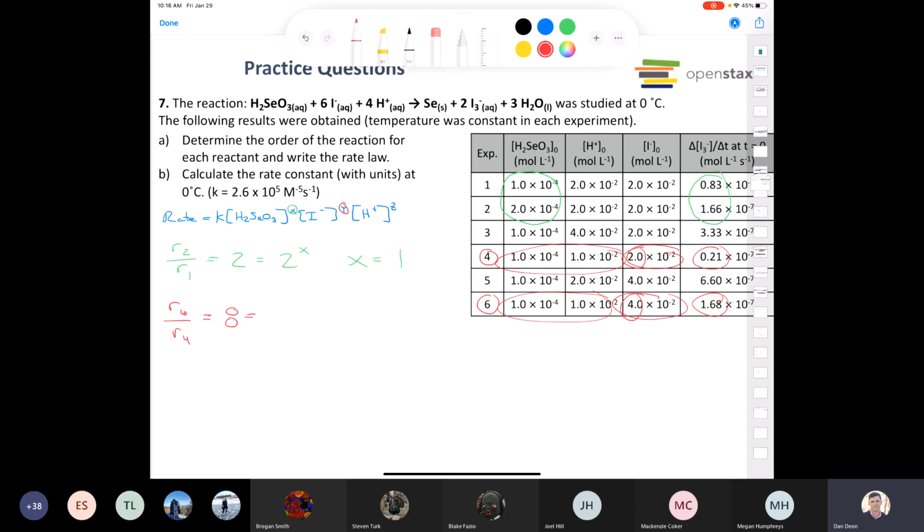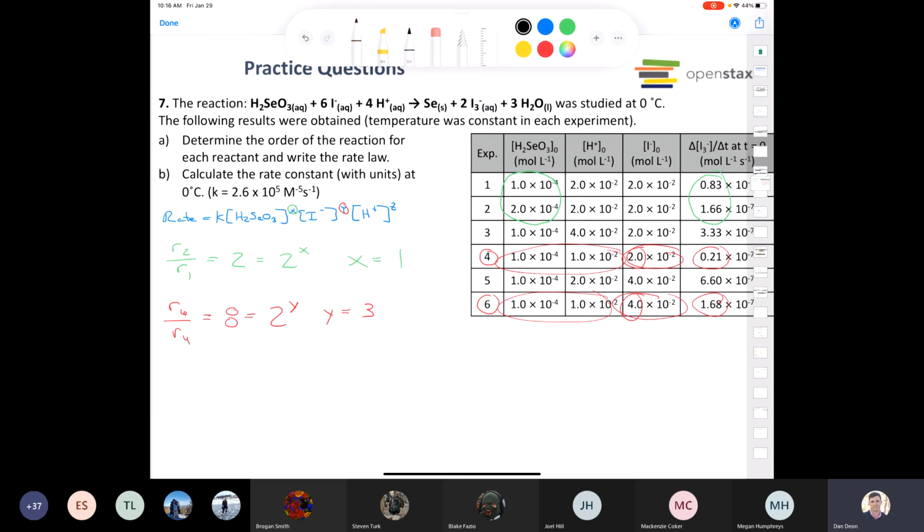4 divided by 2 is equal to 2 to the power of y. There we go, 2 to the power of y. Who can solve for y in their head? It's 2. No, 2 squared is 4. Oh, it's 3. Yeah, exactly. 2 cubed, right? 2 times 2 times 2. There we go. Look, we're almost done.